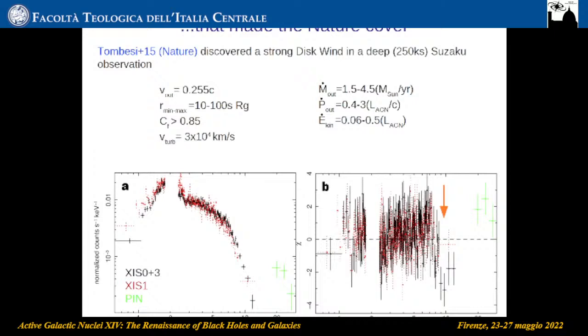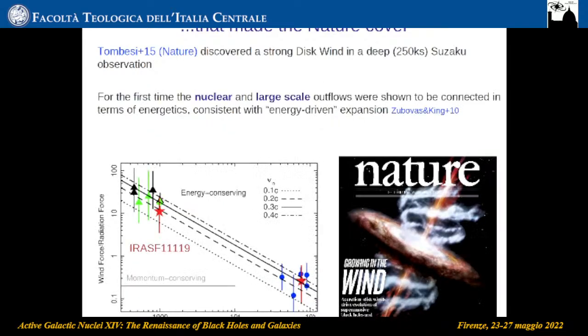It became more famous and made the Nature cover in 2015 when the strong disk wind was discovered in a deep Suzaku observation. You can see here the spectrum and the residual where you can actually see this very evident absorption trough. So it's what we also call ultra-fast outflows. Velocity is a fraction of c, and pretty large mass outflow rates and momentum fluxes or kinetic energies. Very wide turbulent velocity to fit this very wide absorption.